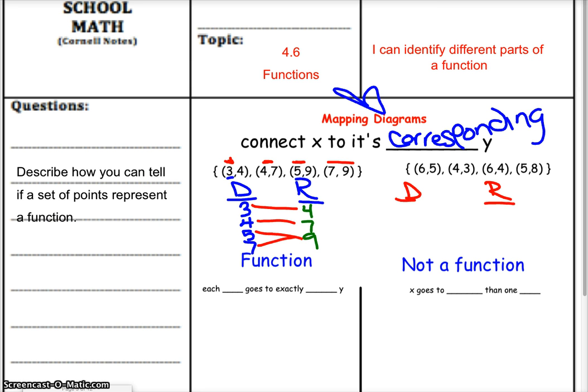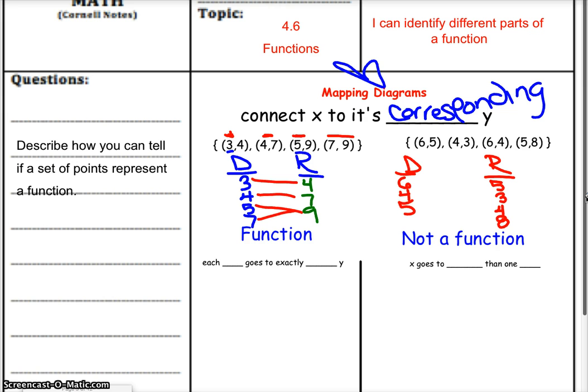I'm listing my x's down, 6, 4, I already wrote 6, and a 5. Range are my y's. 5, 3, 4, 8. Okay, so again, nothing new. Now the new part is connect. So 6 should go to the 5, 4 should go to the 3, 6 should also go to the 4, and 5 should go to the 8.